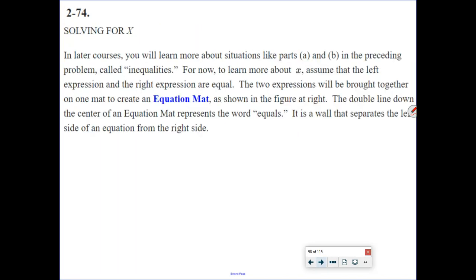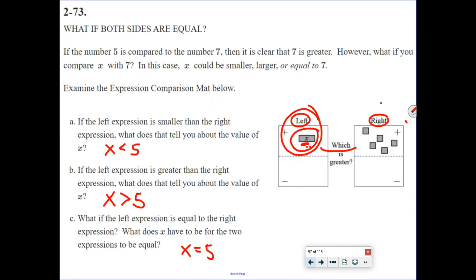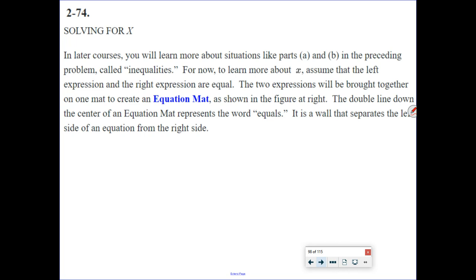274, solving for x. In later courses, you will learn more about situations like part A and B in the preceding problems called inequalities. For now, to learn more about x, assume that the left expression and the right expression are equal. So back here we did talk about these inequalities, greater than or less than, but today we're just going to focus on what if they were equal to, okay? And in fact, throughout this chapter and year, we're going to talk to them as is most of the cases if they're equal to each other.